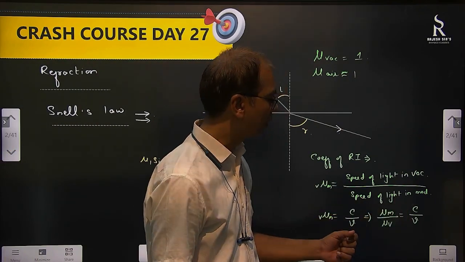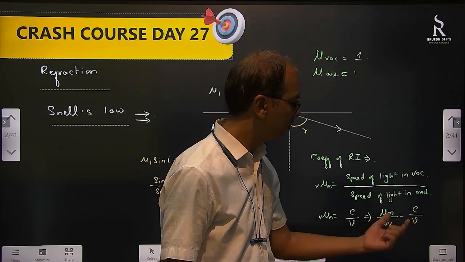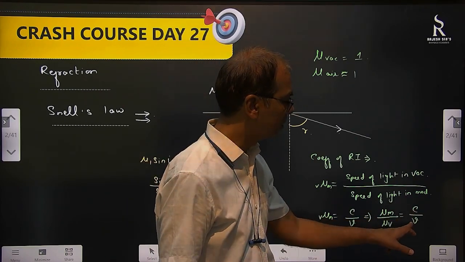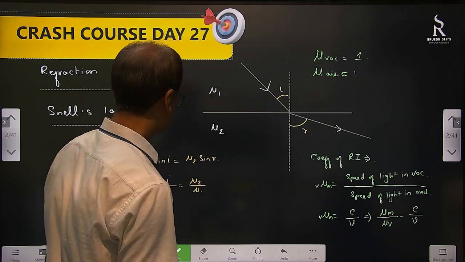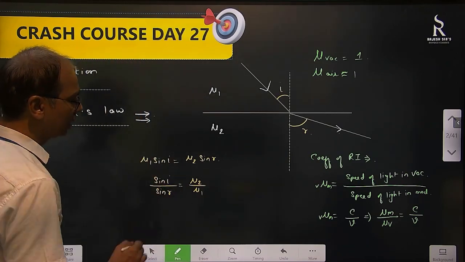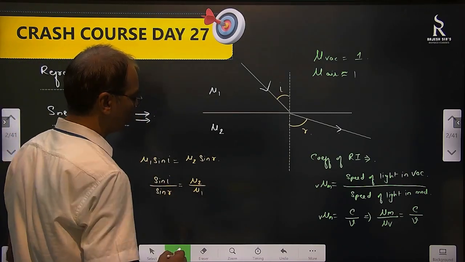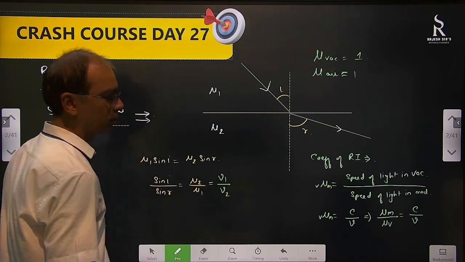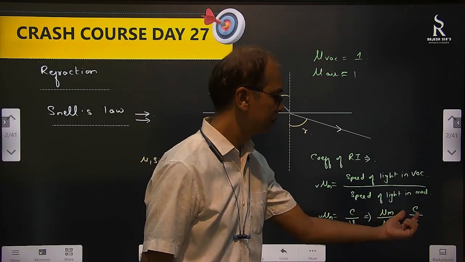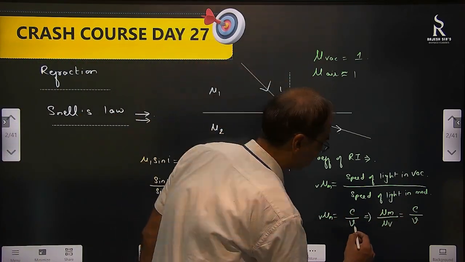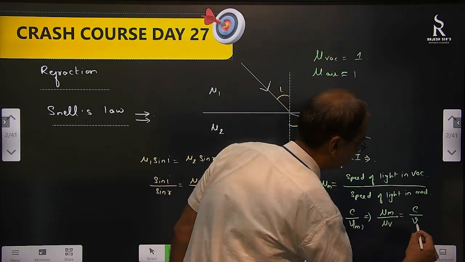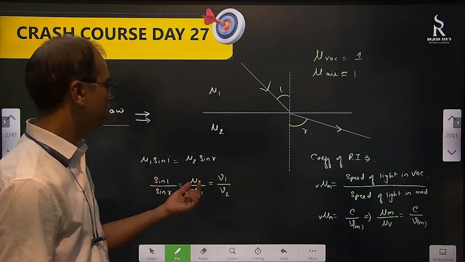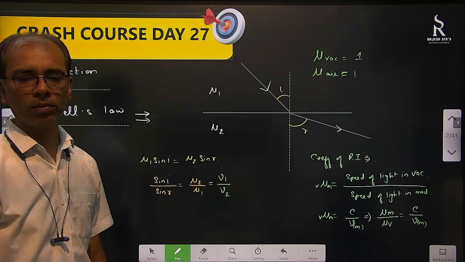So what we can see from here is that mu is inversely proportional to velocity. Mu of the medium is there, whereas velocity of the medium is in the denominator. So sin i by sin r equal to mu2 by mu1, I can at the same time write as v1 by v2. This is velocity in the medium only, no? So mu m is inversely proportional to vm, so here also mu2 by mu1 equal to v1 by v2.